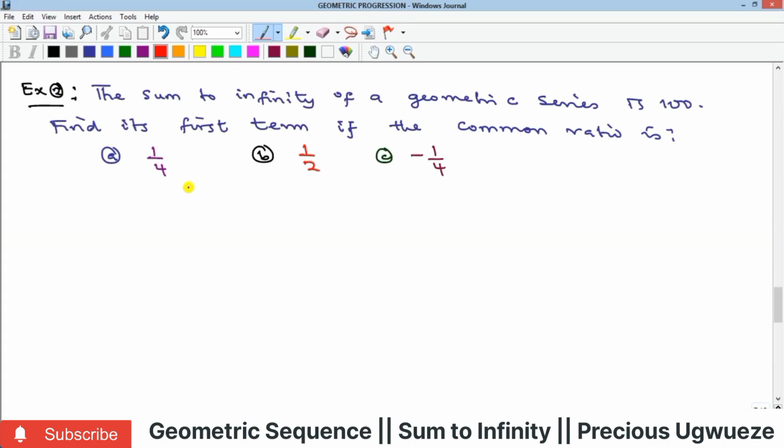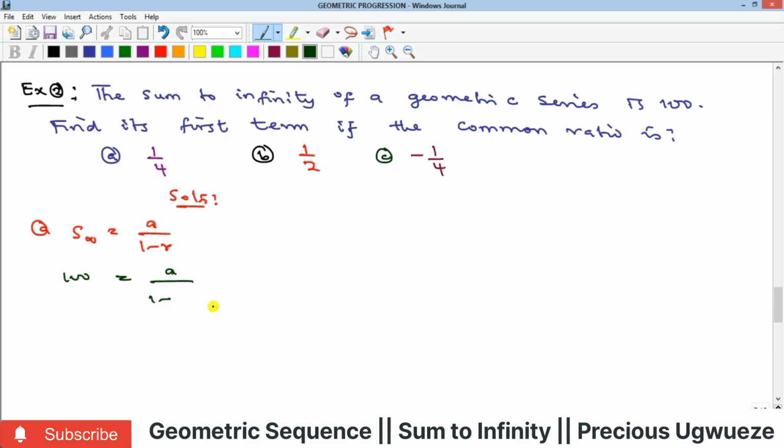Example 2 here says that we are given the sum to infinity of a geometric series as 100, and then we are asked to find the first term if the common ratio is this. So that's another way that this question can come, and we can as well give you the common ratio and ask you to find the A. So all you need to do, assuming we want to start with the A part, is we have that S infinity is equal to A all over 1 minus R, and your S infinity has been given as 100.